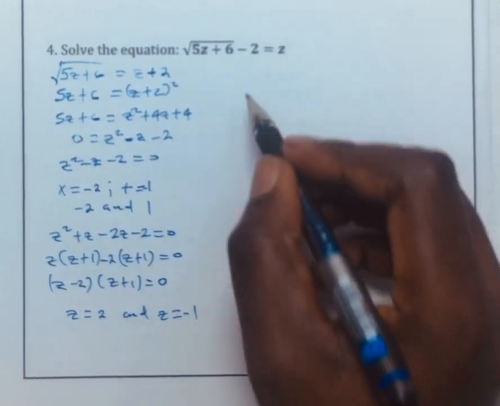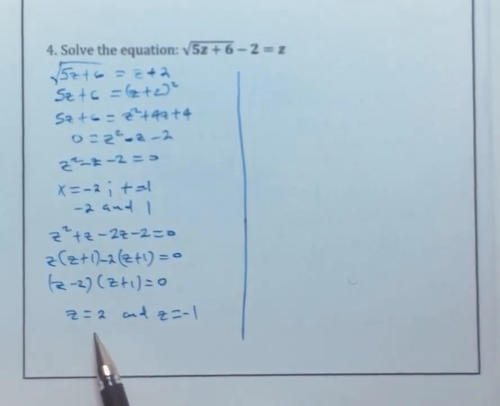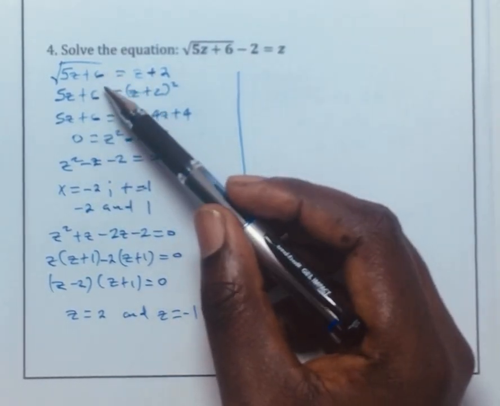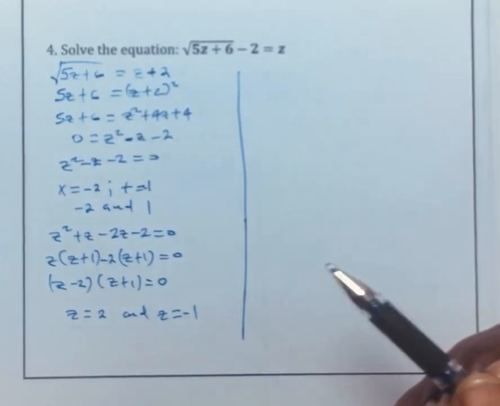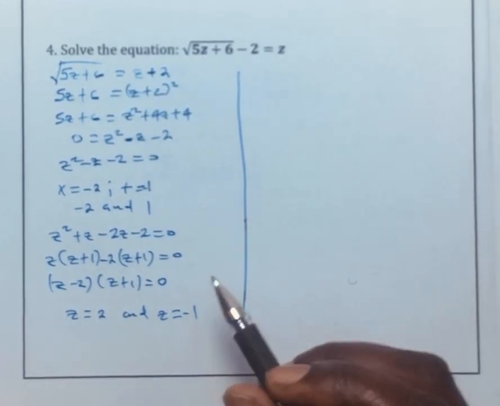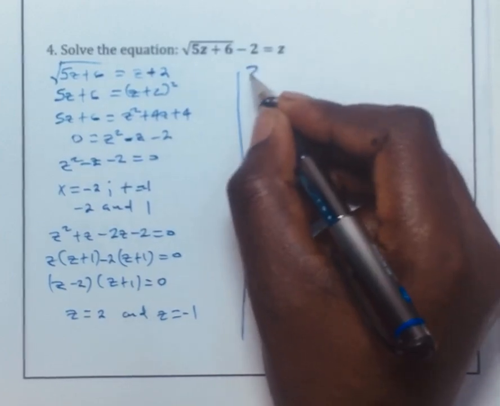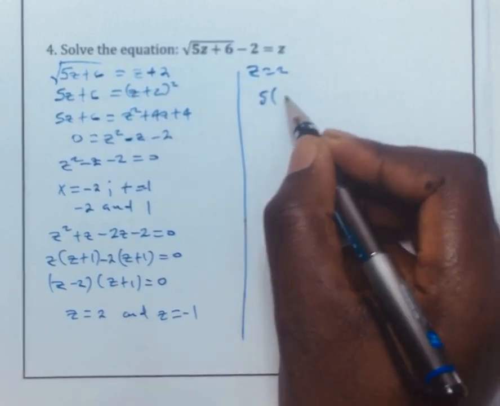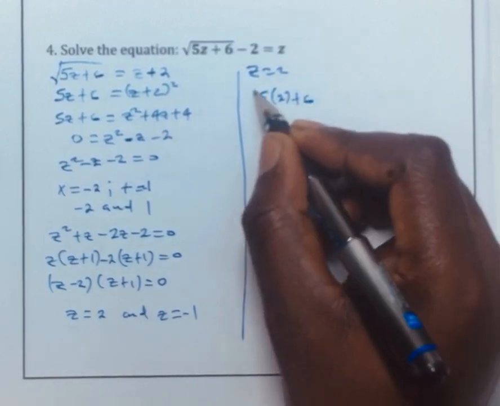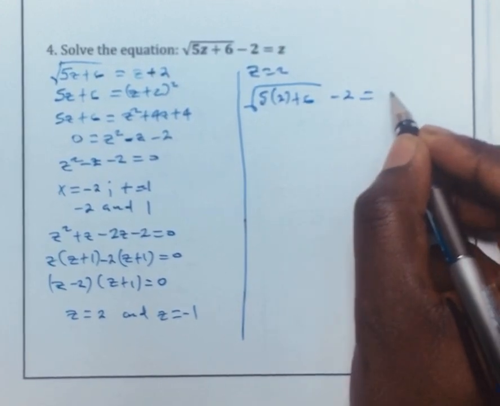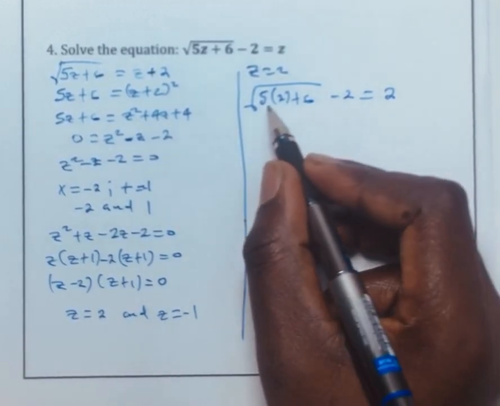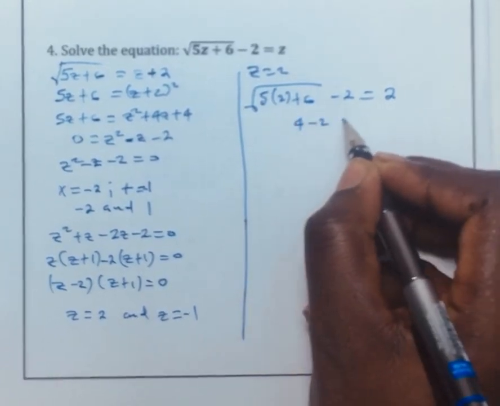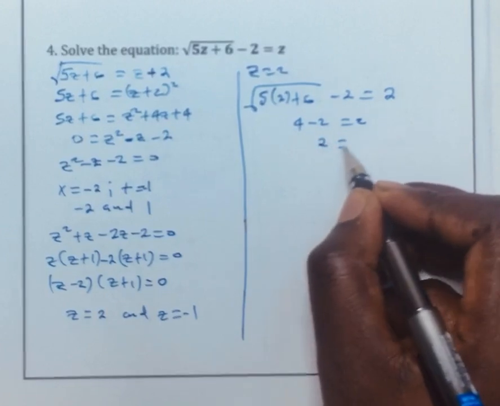So we still have to check if these solutions belong to the original equation, because remember we did some modifications. We squared both sides, so maybe other solutions might have come up. Let us check with z equal to 2 in the original equation. When z is 2, we have the root of 5 times 2 plus 6, minus 2, is equal to 2. So we have 10 plus 6, that is 16. The root of 16 is 4, minus 2 is equal to 2. So 4 minus 2, that is 2, and that is equal to 2.